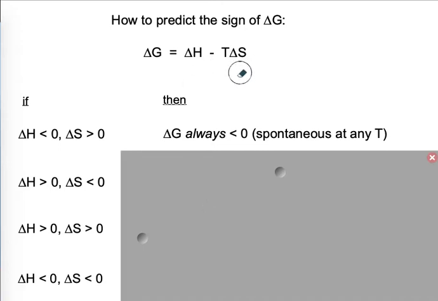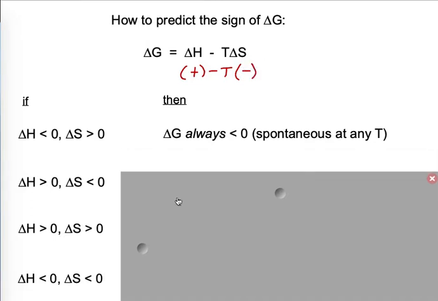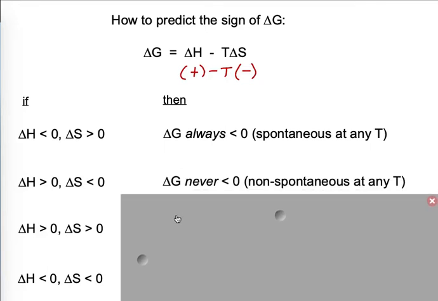Correspondingly, if the situation is reversed, if we have an endothermic reaction in which the entropy is decreasing, delta H is positive, delta S is negative, there is no temperature at which delta G can be negative. Therefore, the process is non-spontaneous at any temperature. It cannot be spontaneous in the forward direction no matter what the temperature.